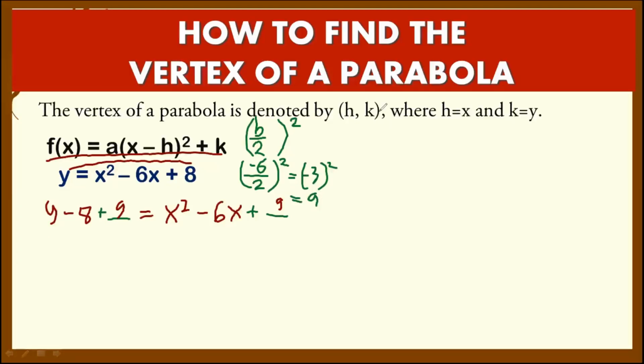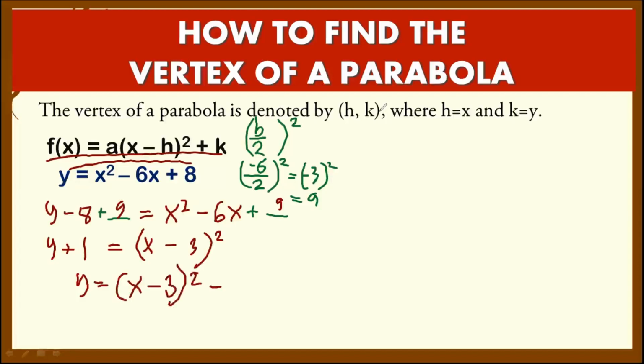So we simplify the left side: y minus 8 plus 9 is positive 1, equals the root of our first term, x squared, which is x, and the root of our last term, which is the root of 9, is 3. The middle term is minus, so our sign here is minus. Then you put squared. After which we are going to move our 1 from the left side back to the right side of the equation. So you have y on your left, that is equal to the quantity x minus 3, squared, minus 1.